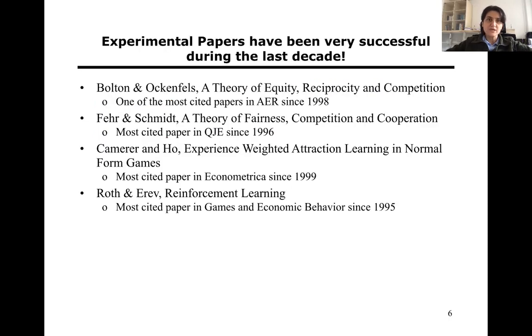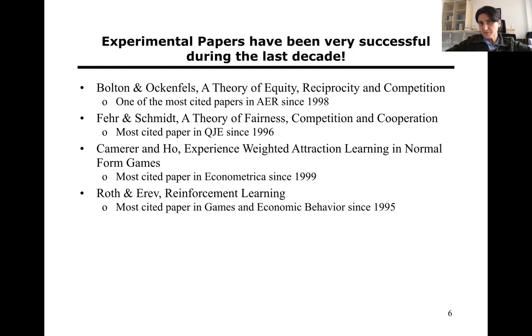Experimental papers have been very successful during the last decade. For instance, Bolton and Ockenfels' A Theory of Equity, Reciprocity and Competition is one of the most cited papers in the AER since 1998. There are also the Fehr and Schmidt paper, the Camerer and Ho paper, and the Roth and Erev reinforcement learning paper, etc.